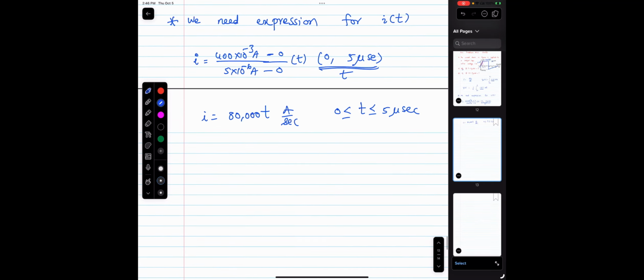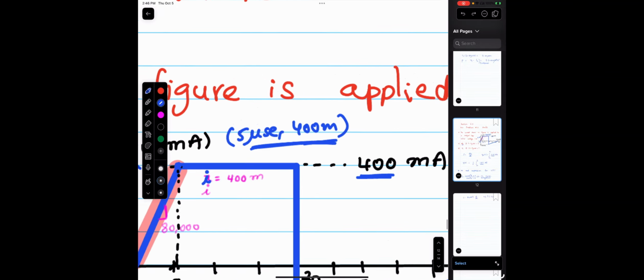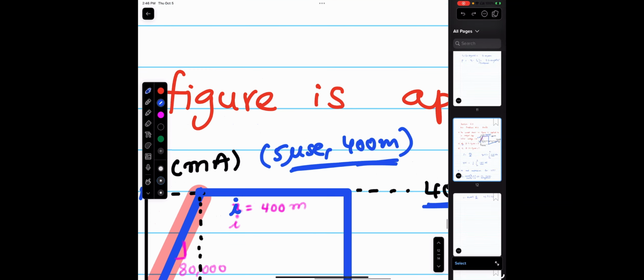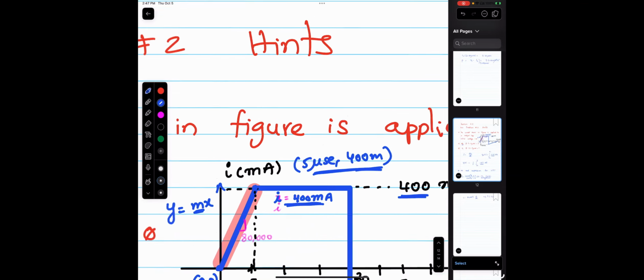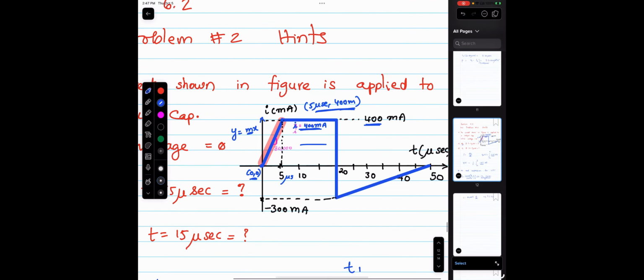How about the second interval? Okay, the second interval where the current is a straight line right here. In this region, the current is a constant 400 milliamperes. It is not dependent on time. Even when time is changing, the current is constant.